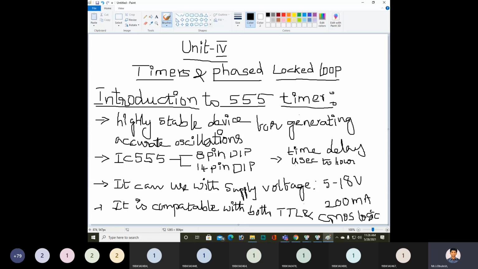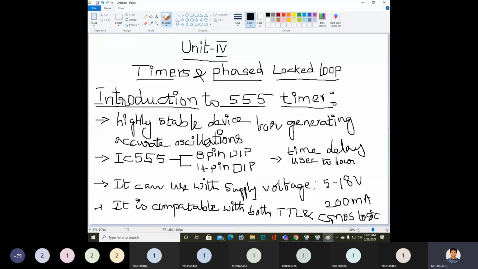It can be used with a supply voltage in the range of positive 5 volts to 18 volts, and it can drive load up to 200 milliamps. And next point, it is compatible with both transistor logic gate and CMOS logic circuit.